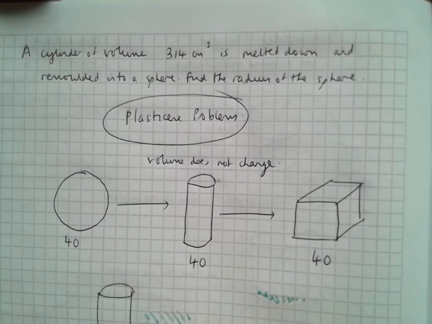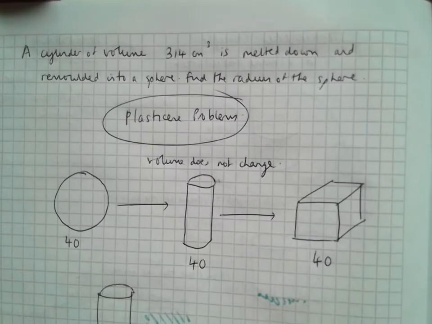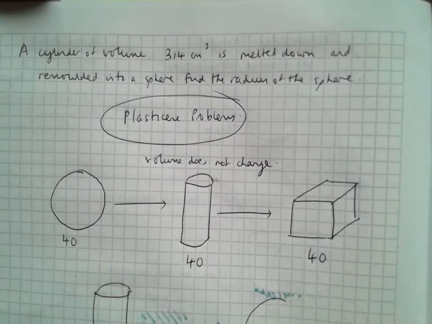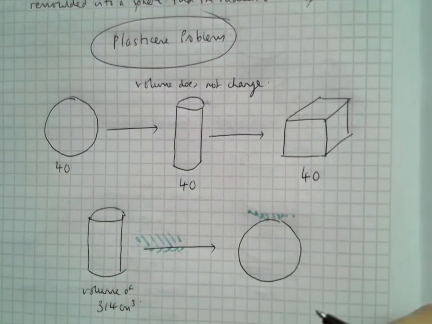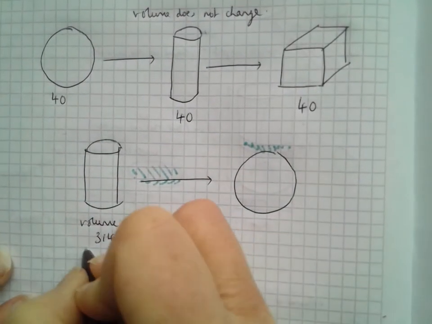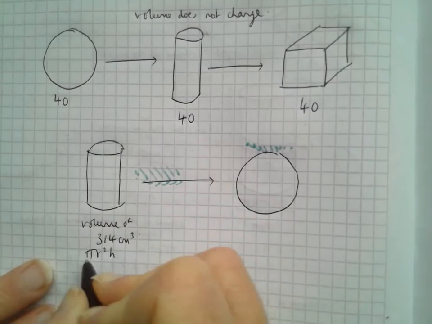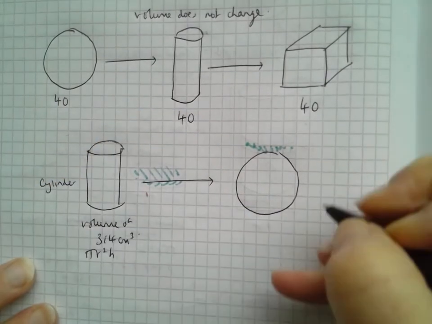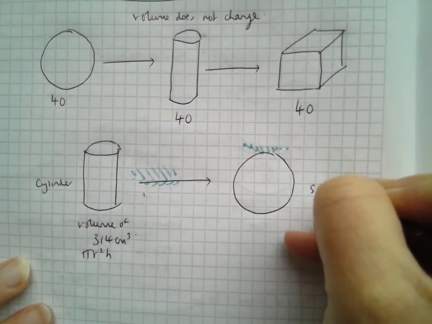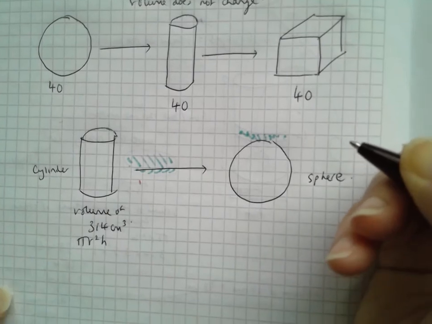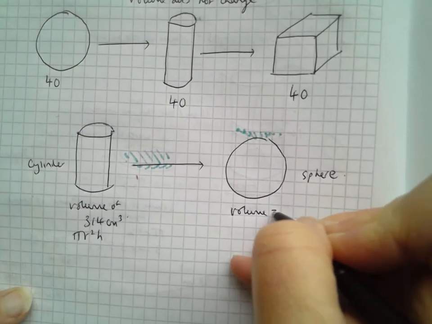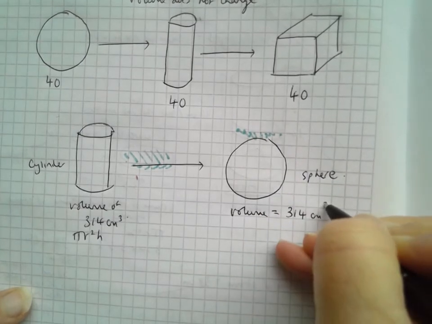So a cylinder has a volume of 314 centimeters cubed. It's melted down and remolded into a sphere. Find the radius of the sphere. So the volume of 314, that's pi r squared h. We may not need that, but we'll write it down anyway. It's a cylinder, and they take the cylinder and they change it into a sphere. So it's some kind of metal. They've melted it down and remolded it, and they've got a sphere. And the volume of the sphere is also 314 because it's the same amount of metal.